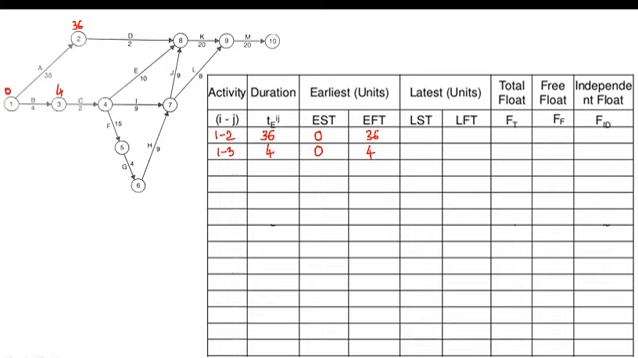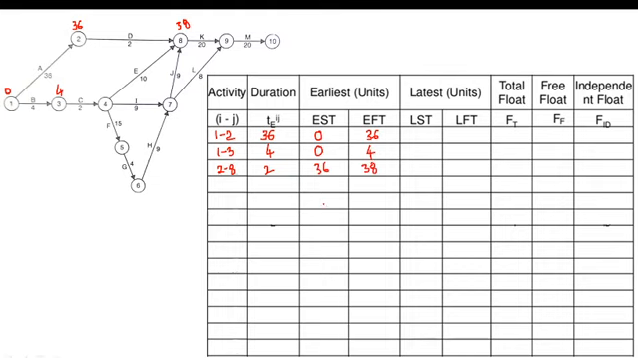Now, the next activity which we will consider is 2 to 8. The duration of activity 2 to 8 is 2 days. The earliest start time of activity 2 to 8 is 36. So 36 plus 2, how much will we get? 38. The earliest finish time is 38.